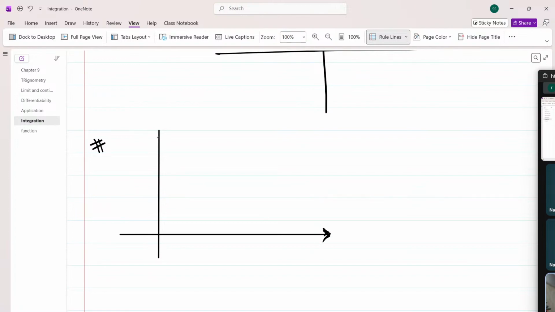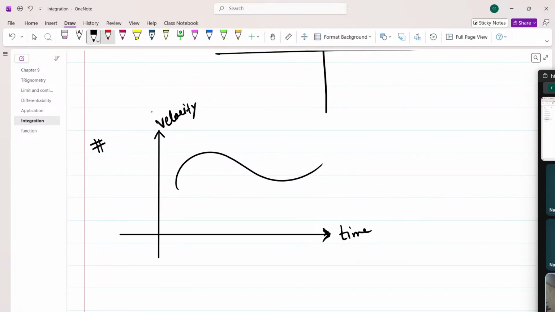Suppose we have a velocity time graph. Have you heard this word velocity? Yes, very nice. So suppose we have a velocity time graph, and someone is asking for its area. The area of a velocity time graph will give us what? Will it give us any physical quantity? Suppose I am considering this area. What does this area represent? Do you have any idea?